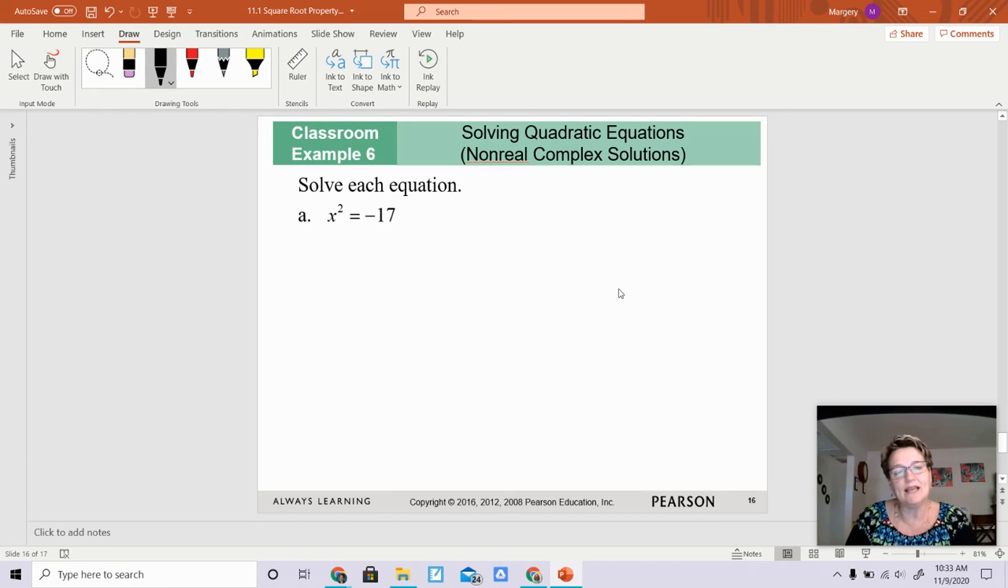Now remember, the x squared is by itself. Your goal is to solve for x. That's all it is. There's nothing in front of the x squared. There's nothing right behind the x squared. So the x squared is completely isolated.